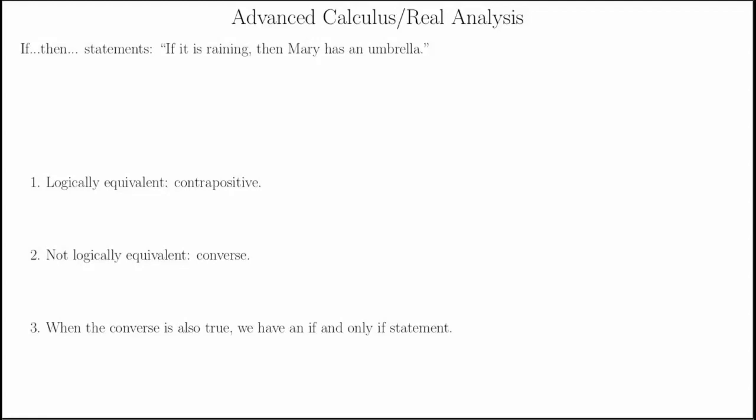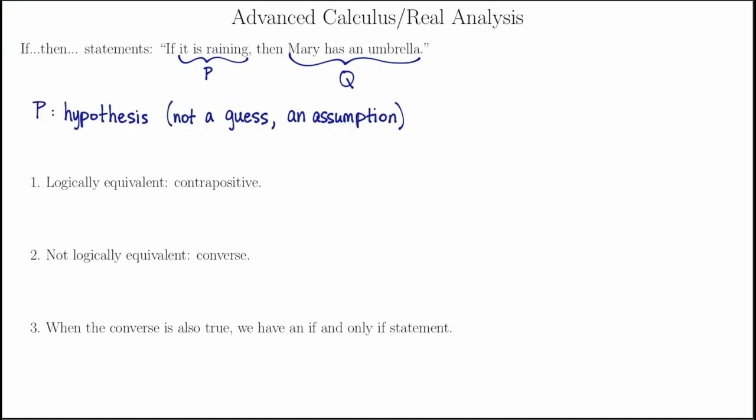Hi! In this lecture, we're going to talk about if-then statements and how to prove them. So let's begin with the basic if-then statement. If it is raining, then Mary has an umbrella. This statement has been clearly divided into two clauses. The first one is if it is raining.